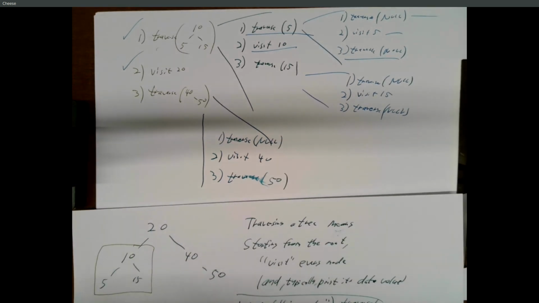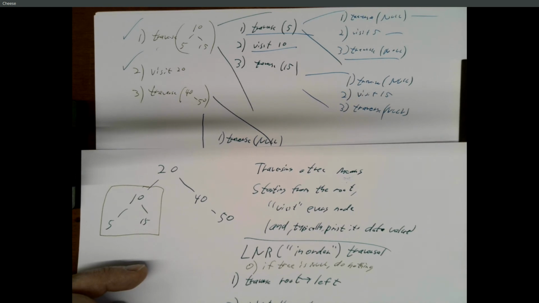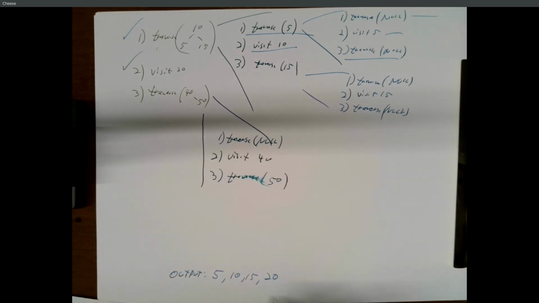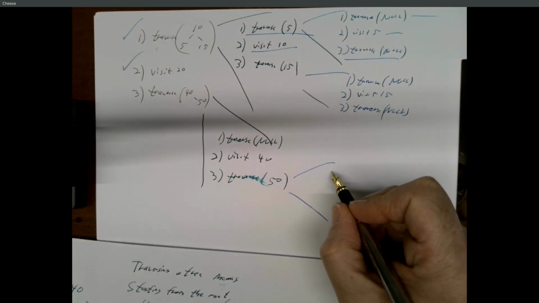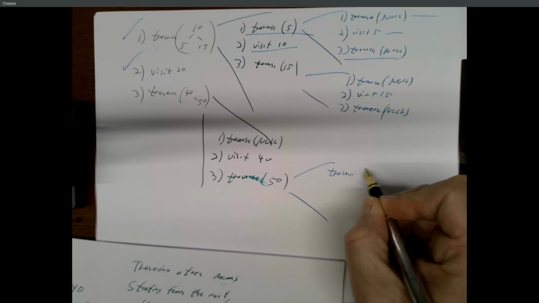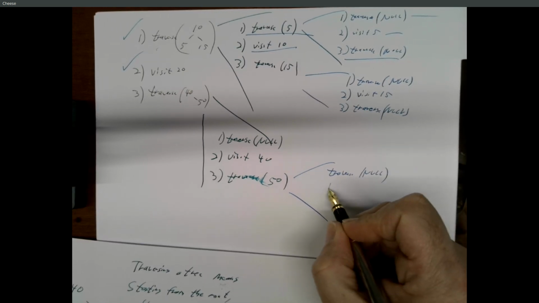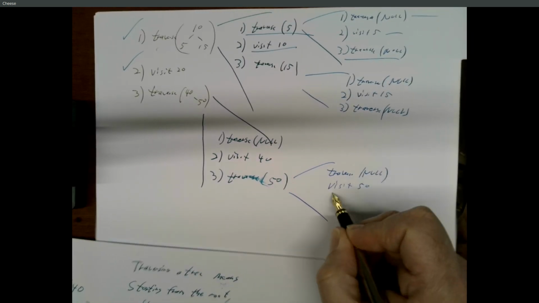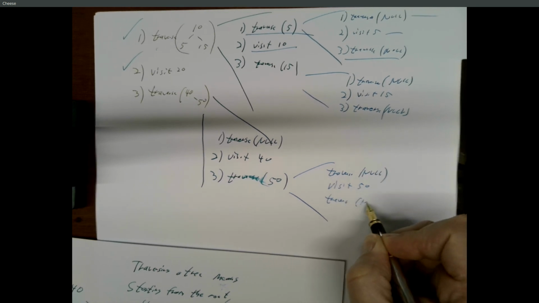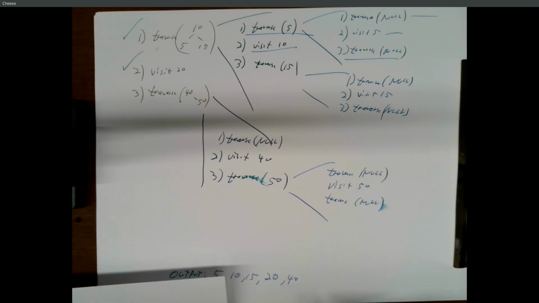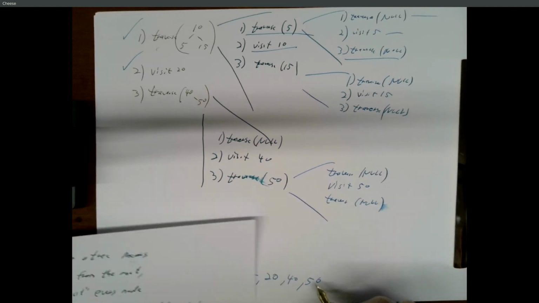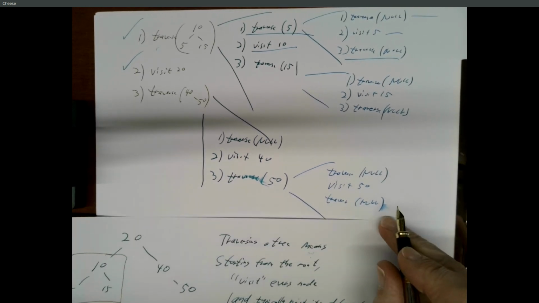All right, traversing null, that comes back right away, doesn't take any action. Visit the 40, that will print out the 40. And now we have to traverse a 50, and we've done this a few times already. We'll traverse the left subtree. We'll visit the root, and we'll traverse the right subtree. Traverse null doesn't do anything. Visit the 50, prints out a 50. Traverse the right subtree doesn't do anything.